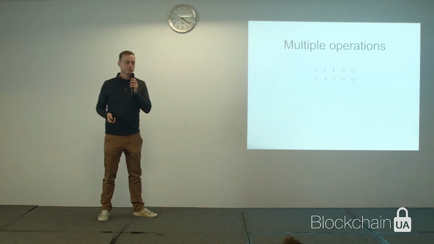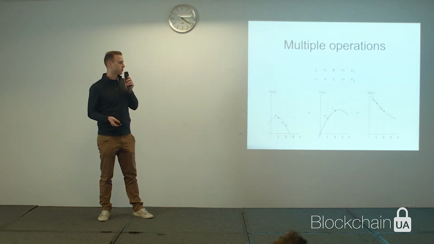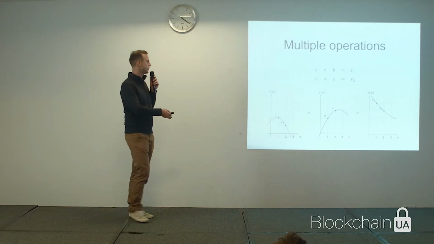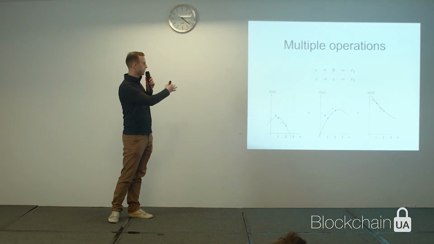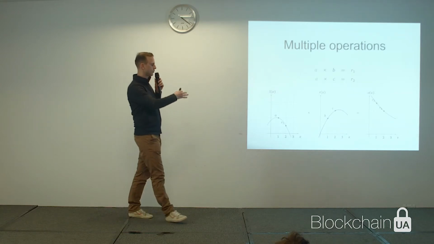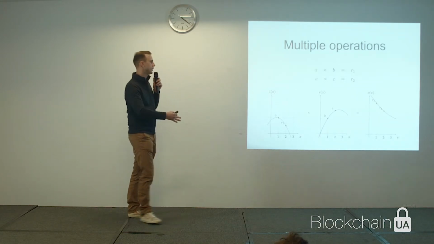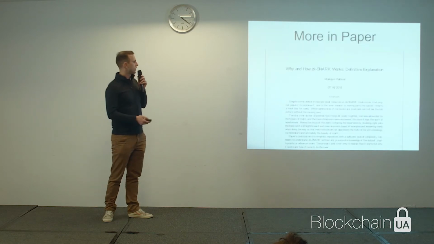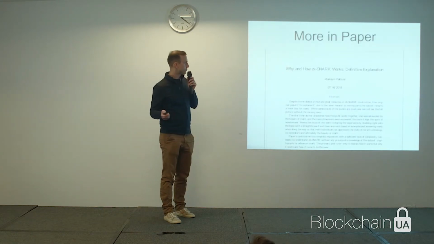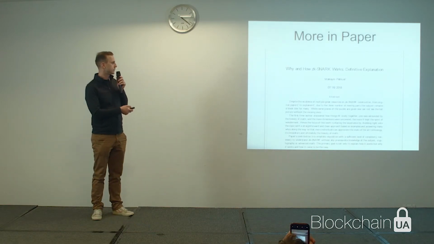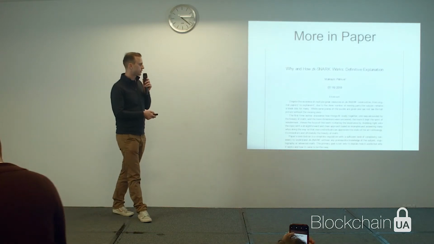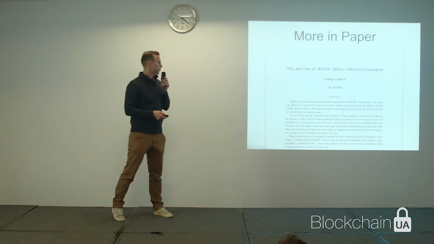But how can we do multiple operations? Similarly, as I said, polynomials multiply at every point. This means that we can represent multiple operations in just 3 polynomials. We can represent millions of operations in those 3 polynomials. You can find more about this in the paper that I'm publishing right now, and if you follow my Twitter, you can also see I'm posting links to the Medium article.